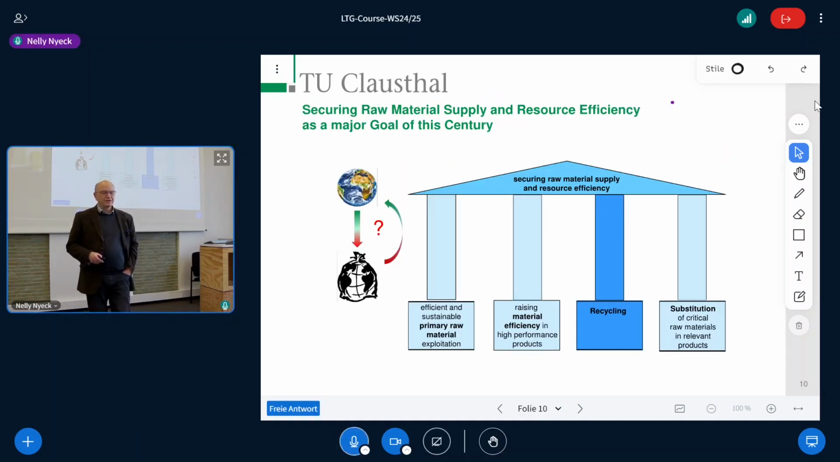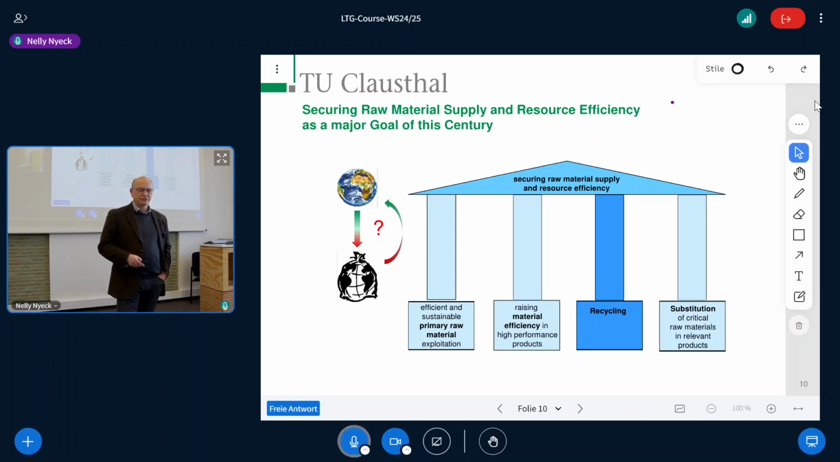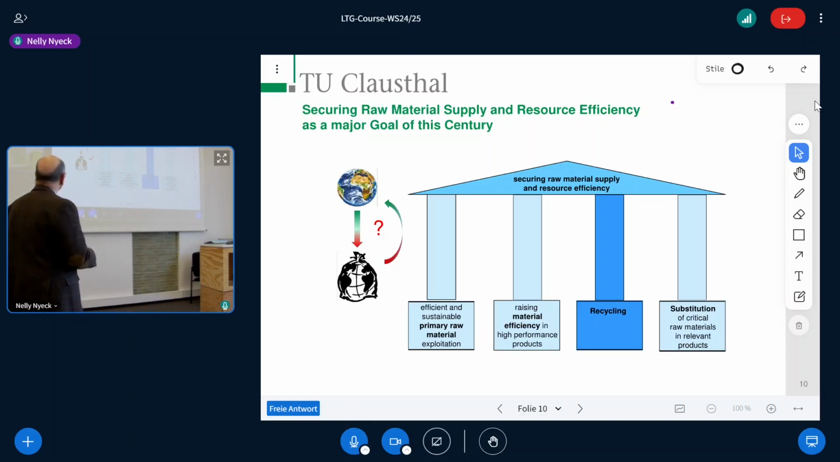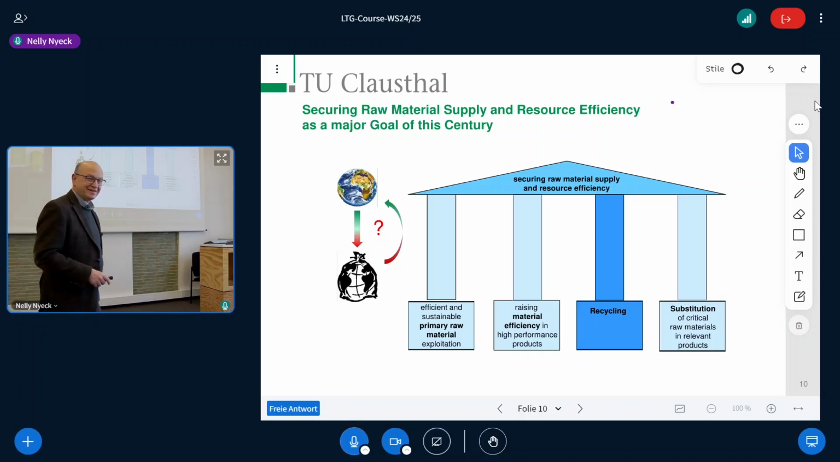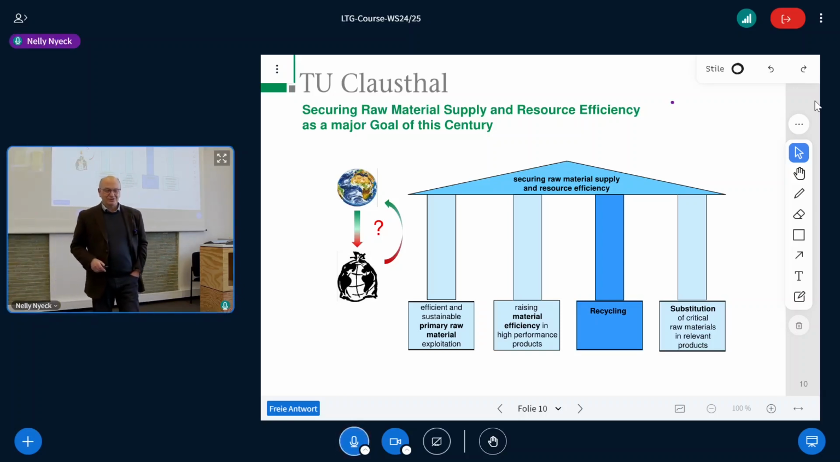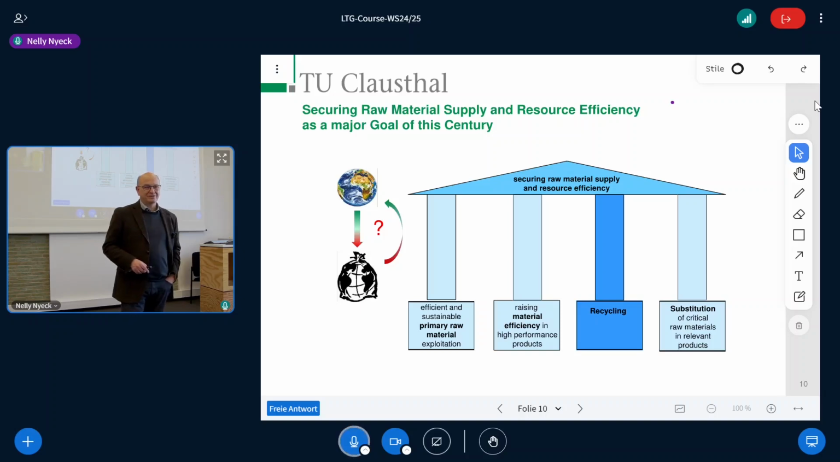So, what do we need? We need to secure the raw material supply and resource efficiency as a major goal of the century, to make sure that we, in fact, that's the way we are going at the moment. That's the linear economy. And we have to bring it back, because in the end we want to live here and not there.